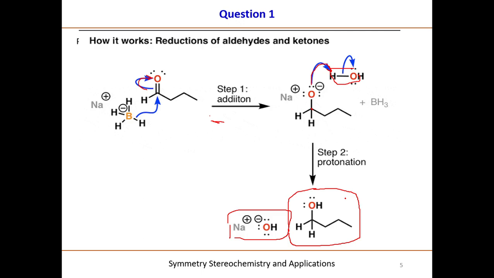So I will repeat once again. First, sodium borohydride will act as a nucleophile, and hydride will attack this carbon atom. After getting attacked by hydride ion, this pi bond will break, and the minus charge will come on oxygen. Then in step 2, this O minus will abstract the proton from water to get the corresponding alcohol. The second step is known as protonation, and the first step is addition. Okay.